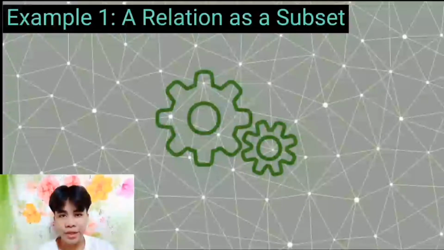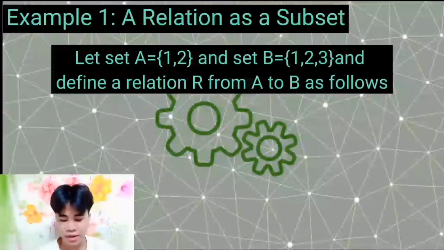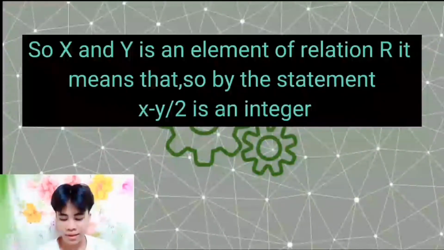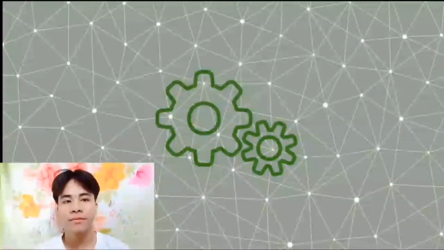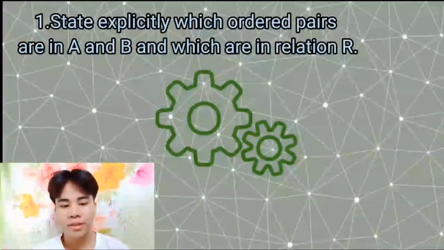Example number 1, a relation as a subset. For example, let set A is equal to {1, 2} and set B is equal to {1, 2, 3}, and define a relation R from A to B as follows. The given statement is that (x, y) is an element of the product of set A and B. So (x, y) is an element of relation R means that, by the statement, (x minus y) over 2 is an integer. So we are going to answer the following questions. Number 1, state explicitly which ordered pairs are in A times B and which are in relation R.